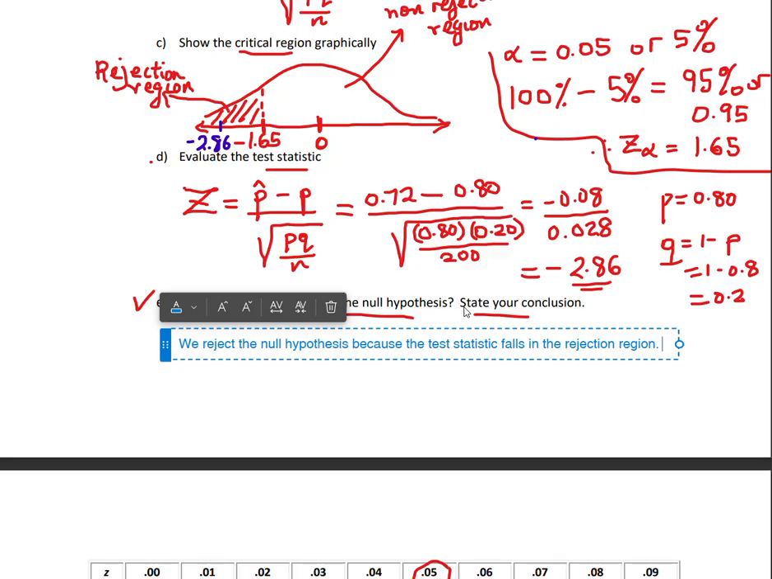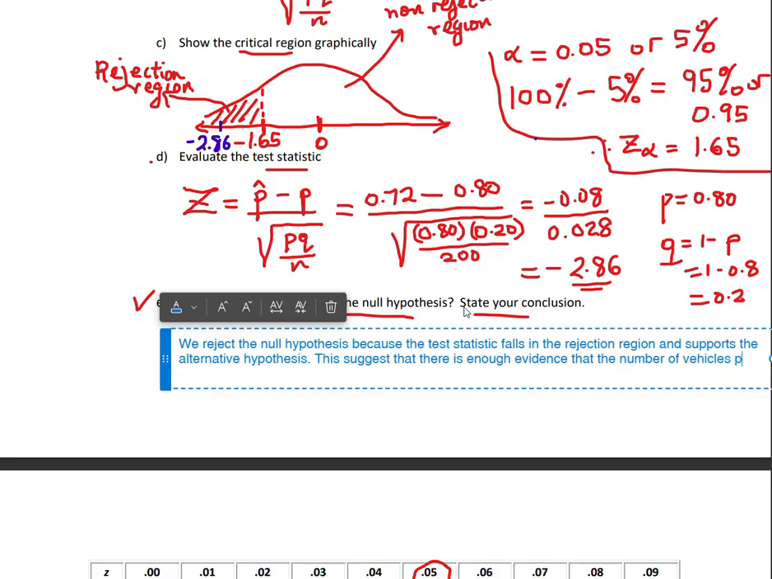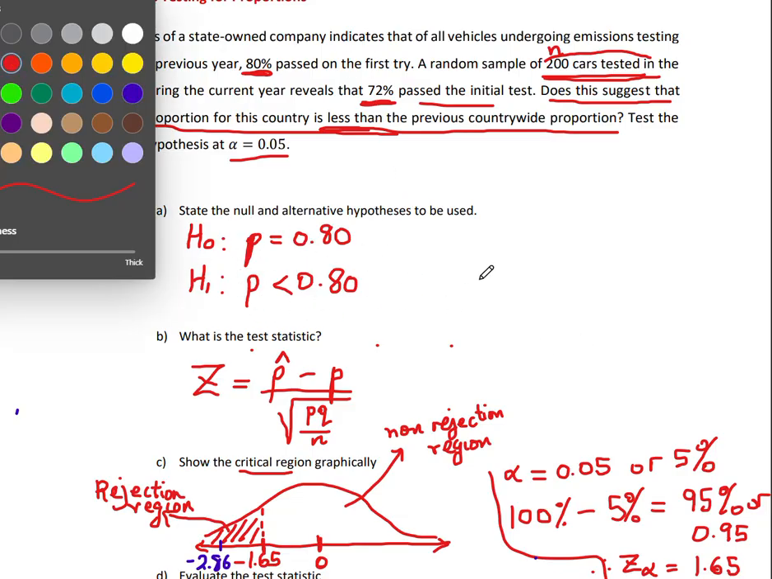So we reject the null hypothesis because the test statistic falls in the rejection region, and because we're rejecting the null hypothesis, it means that by default we are supporting the alternative hypothesis. This suggests that there is enough evidence that the number of vehicles passing the emissions test on first try has decreased, which is what the alternative hypothesis is really saying: that the percentage of cars passing their emissions test on first try is now less than 80%.